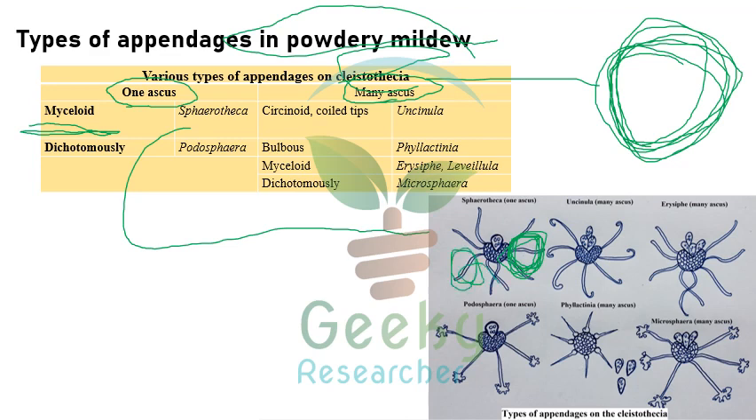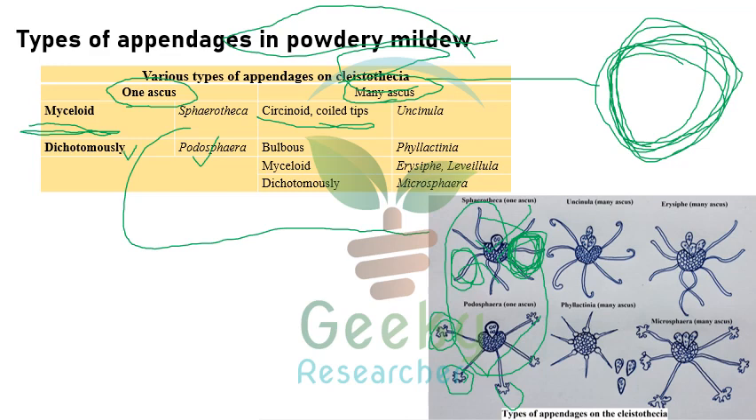The next one is dichotomously branched. Dichotomously branched with one ascus is produced by Podosphaera. You can see here the appendages are dichotomously branched, all the branches are dichotomously branched. So, one ascus with mycelioid means Sphaerotheca. One ascus with dichotomously branched means Podosphaera.